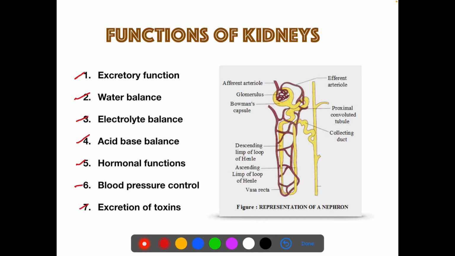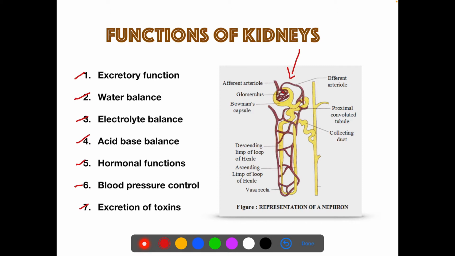So the basic functional unit of the kidney is called the nephron. So this is a nephron. You can see this is a nephron, which is formed by an afferent arteriole. It will divide into small arterioles and form the glomerulus. Then the blood which is coming through the afferent arteriole into the glomerulus will be filtered in the glomerulus, and the filtrate is formed.